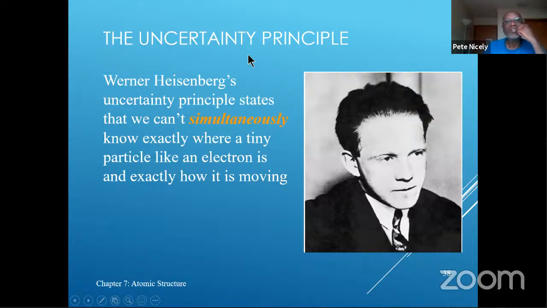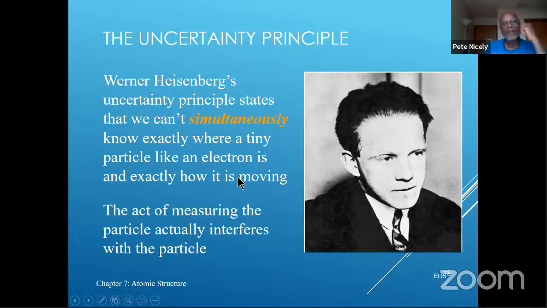Now, let me talk about also the Heisenberg uncertainty principle, which also contradicts the Bohr model. According to Werner Heisenberg, we cannot simultaneously know exactly where an electron or any small particle is and exactly where it is moving, right? So, that basically contradicts the Bohr model, right? And the reason why Heisenberg came to this conclusion is that the act of measuring the particle actually interferes with the particle itself, right? So basically, if you determine where the particle is at a particular instant, then at that instant, the particle is not there, because whatever act you take in order to detect that particle will basically displace that particle, and the particle will be somewhere else.